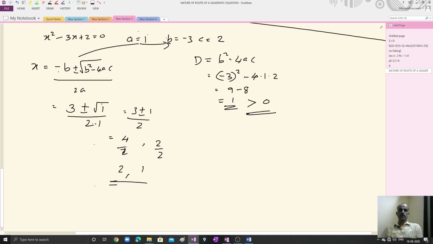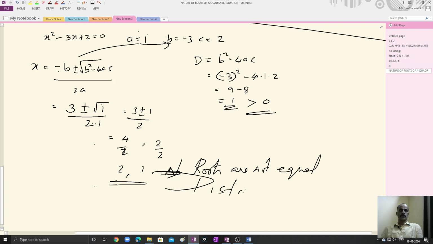So, 2 comma 1. In short, we are getting two different values, or distinct values. They are not equal. Roots are not equal. Instead, we are getting distinct roots or unequal roots. So, this is the point that we have to remember.